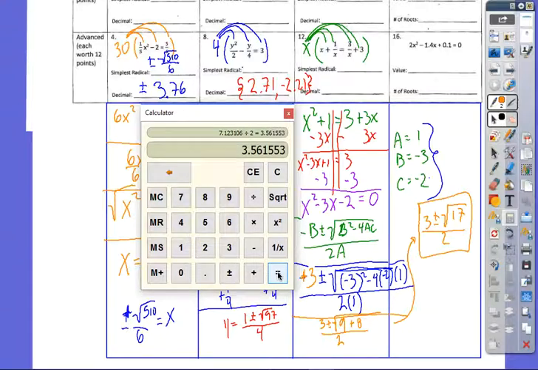So our first decimal equivalent is 3.56. We'll take the square root of 17 again. This time it'll be negative. We will add 3 to it, divide by 2, and we get negative 0.56 for our 2 answers.